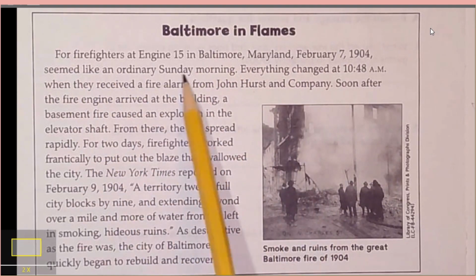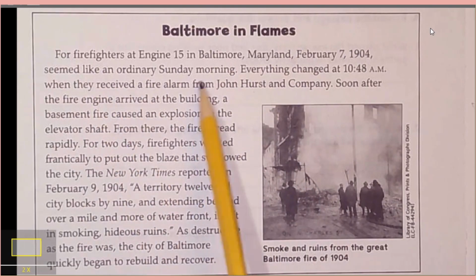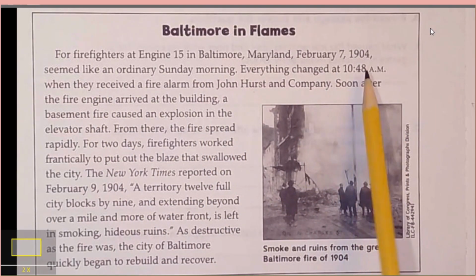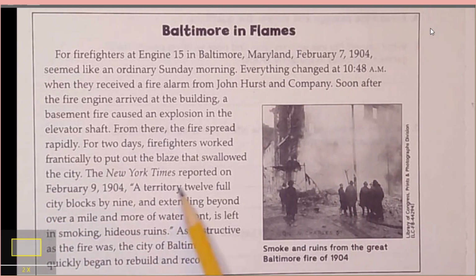They're talking about how it seemed like an ordinary Sunday, but it wasn't. We have a time. Okay. Here we have the New York Times reported, and then we have another date, and then we have quotes. They reported along with these quotes. This right here can also be a text feature. So I'm going to go ahead and pause and give you a chance to look at this, and then we're going to come back and answer about three questions.